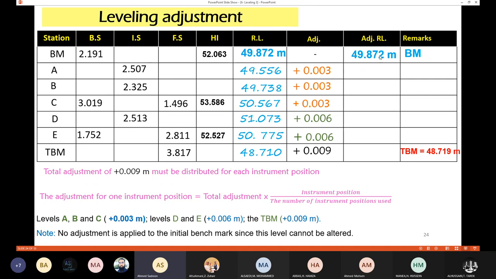So now, in order to get the adjusted reduced level, we are going to add the reduced level plus the adjustment. So this one plus the adjustment. Here we have the adjusted reduced level. And we can do it here and here and here. And the last value, if your process is correct, the last value here should be the same as the temporary benchmark.